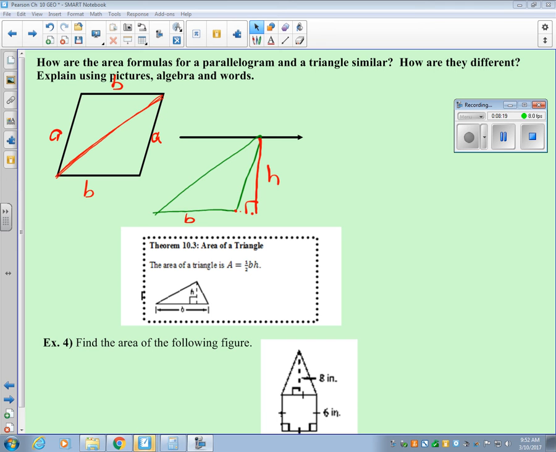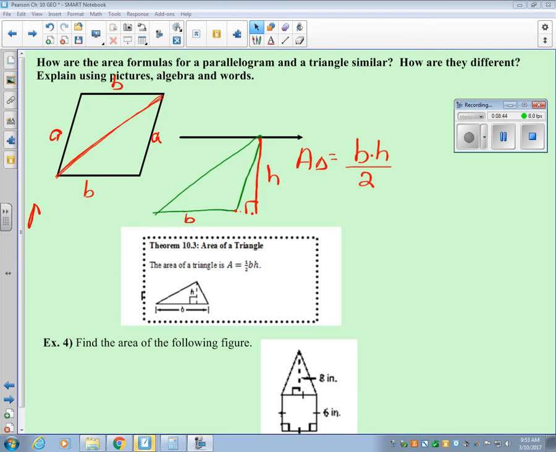So what is the area of this triangle? What is the area of any triangle? Base times height divided by 2. The area of any triangle is base times height divided by 2.